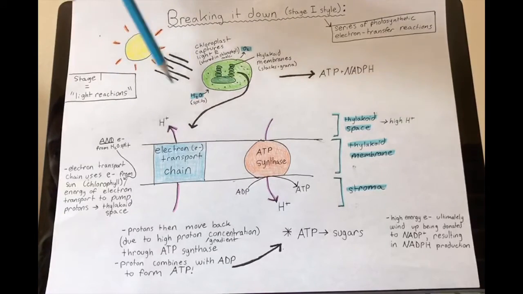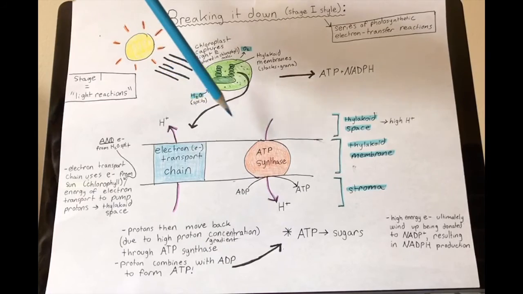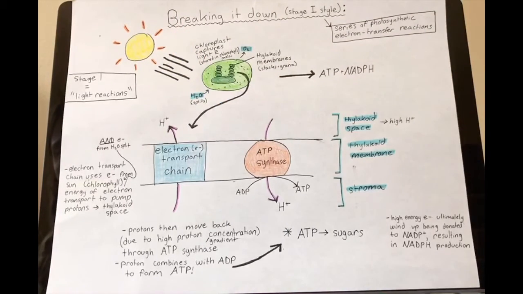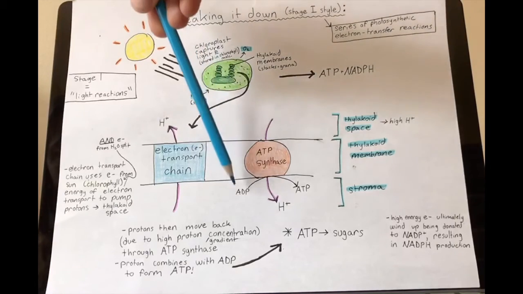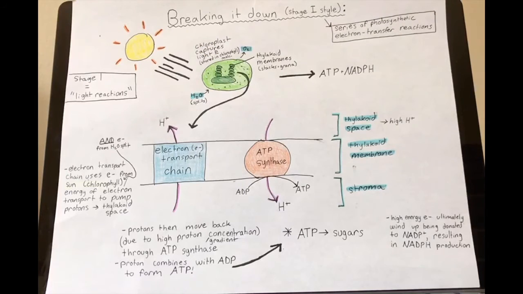This high proton concentration then causes protons to move back through the gradient due to a protein called ATP synthase, which then allows the proton to combine with ADP to form ATP. This ATP then goes through stage 2 of photosynthesis to eventually create glucose molecules this cell can use. NADPH is also produced due to the electrons ultimately being donated to NADP+, thus creating NADPH.